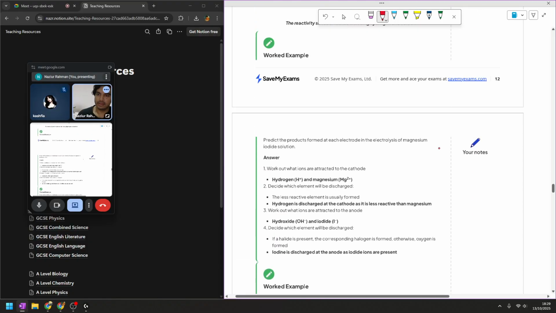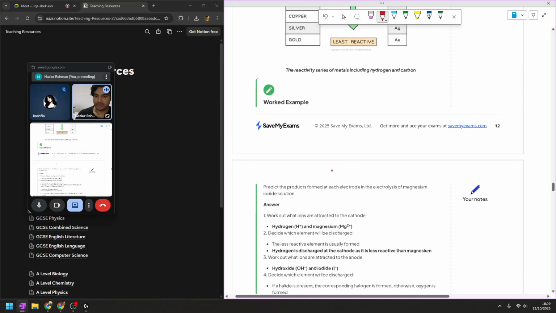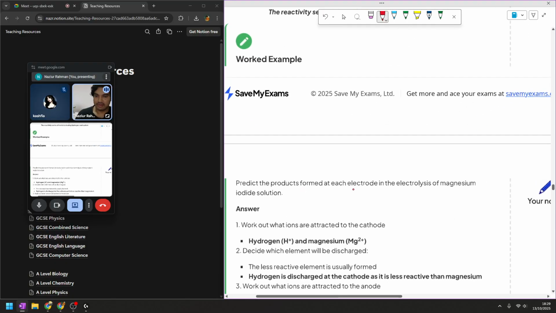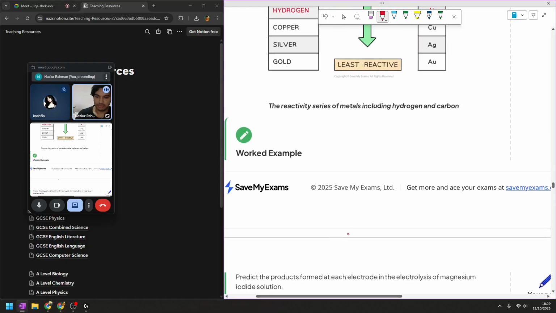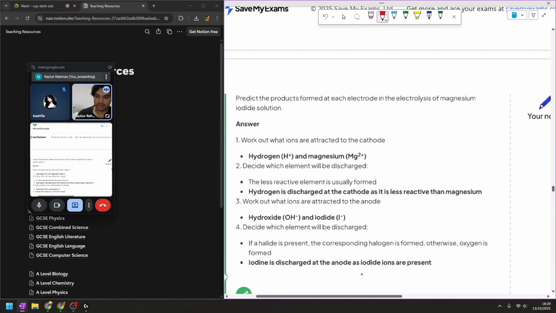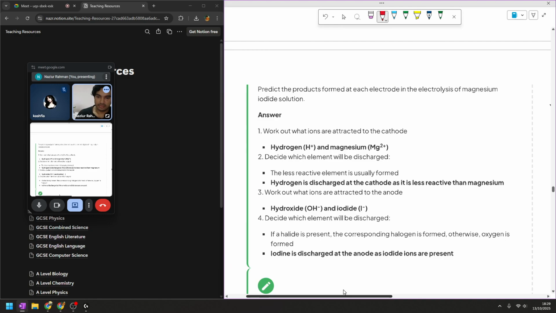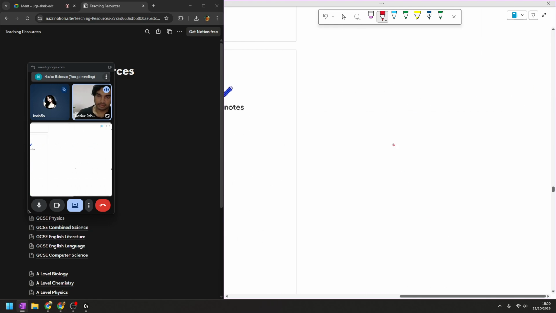All right. So here's a working example. We have to predict the products formed at each electrode in the electrolysis of magnesium iodide. So we have magnesium iodide solution. When we do electrolysis on this, the magnesium iodide will split up into magnesium ions and iodide ions, but also the water, because the solution has water in it. The water will split up into hydrogen ions and hydroxide ions.